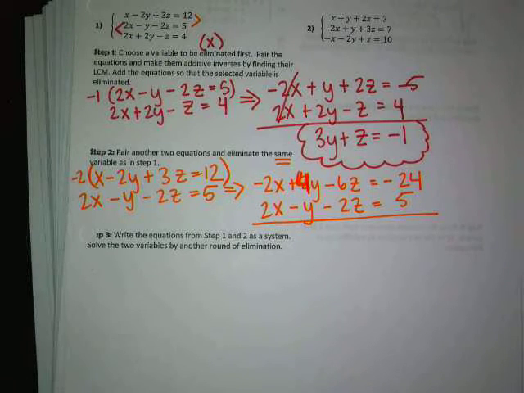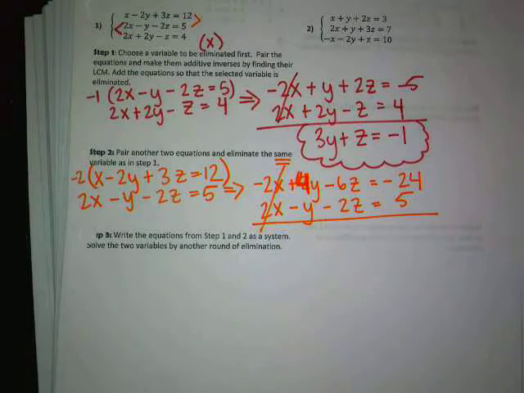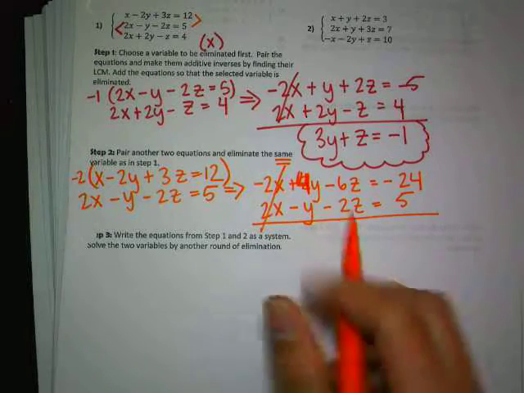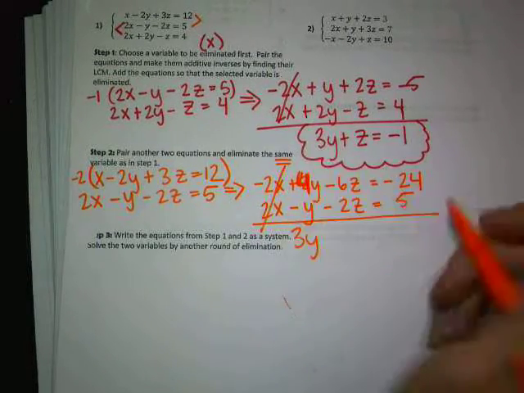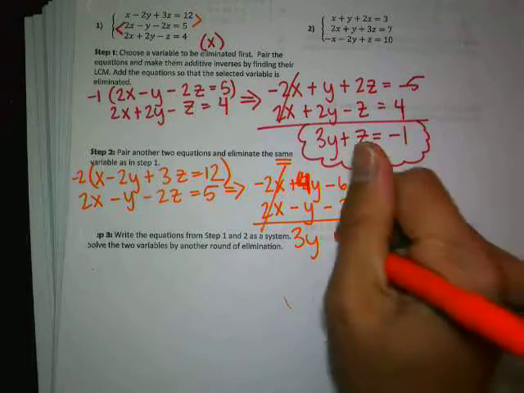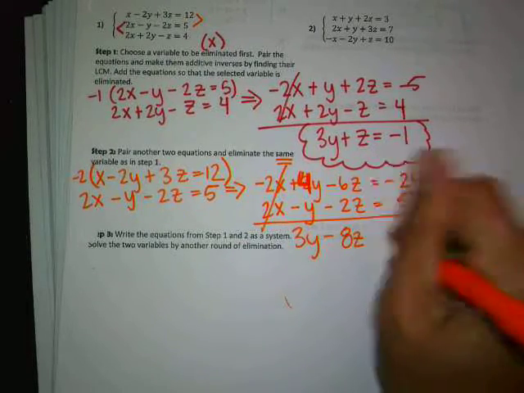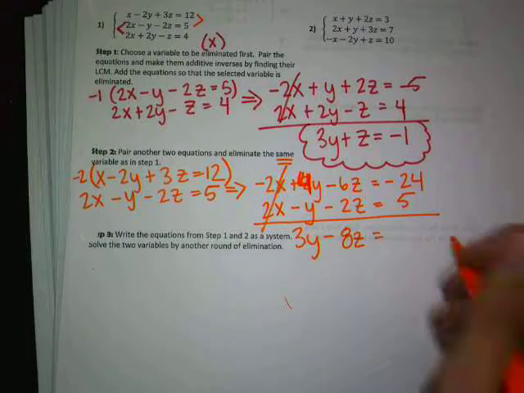It doesn't matter as long as you get it to where your x's are going to eliminate. So same number, different signs. It doesn't matter where the negative goes. Okay, x is eliminated, which is good because that was the point. 4y minus y? 3y. And -6z minus 2z? -8z. And -24 plus 5?